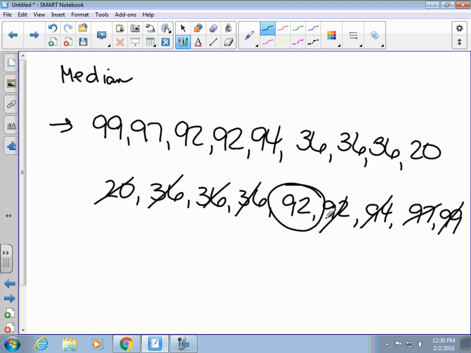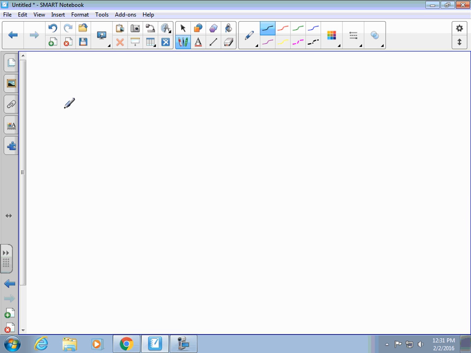What was the mode of this set? 36 was my mode because it appeared more than any other number. All right, any questions on mode? Okay, the next one, range.